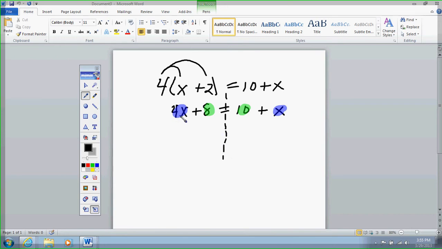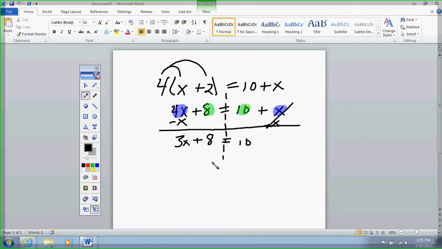If I decide to keep my variables on the left, x is being added to the right because of this plus sign here, so I subtract x from both sides. 4x minus x is 3x. Can I subtract the x from the 8? No, because they're not like terms. Here is a constant, this is a variable. So just bring this plus 8 back down, equals, bring this 10 back down.